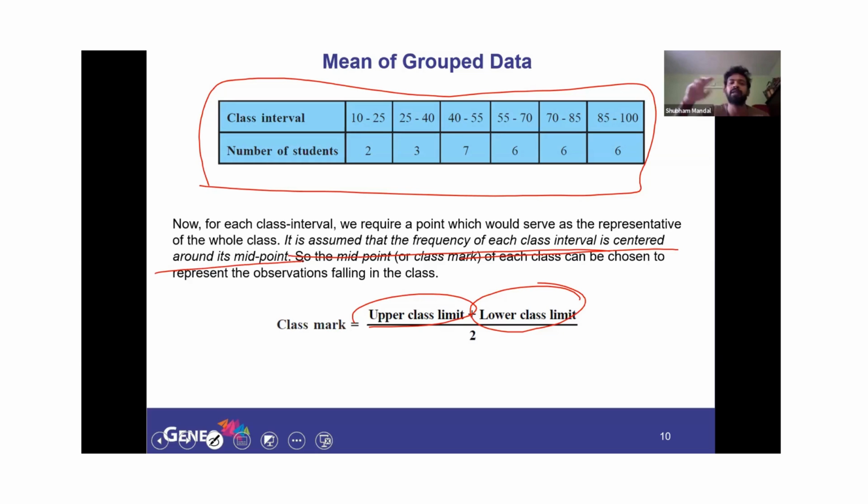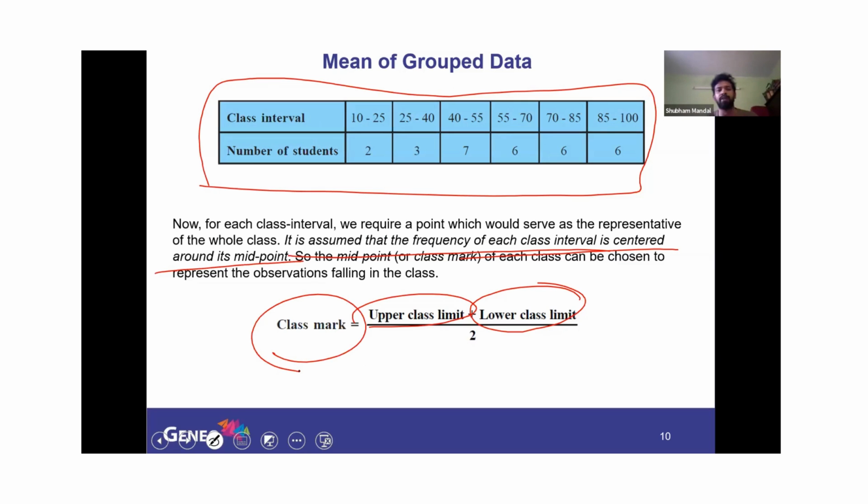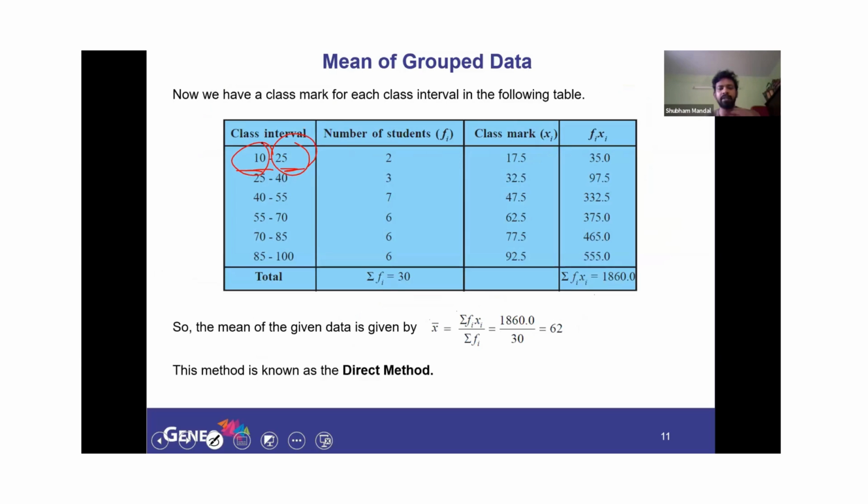So if two students have got more than the midpoint and two have got less, when we add up everything it will come out somewhere around the midpoint. That is why we take the midpoint of each class interval, which is called the class mark. Class mark is equal to upper class limit plus lower class limit divided by 2. Here the upper class limit was 25, lower was 10. 25 plus 10 divided by 2 is 17.5. Similarly, I found the class mark for each class interval.